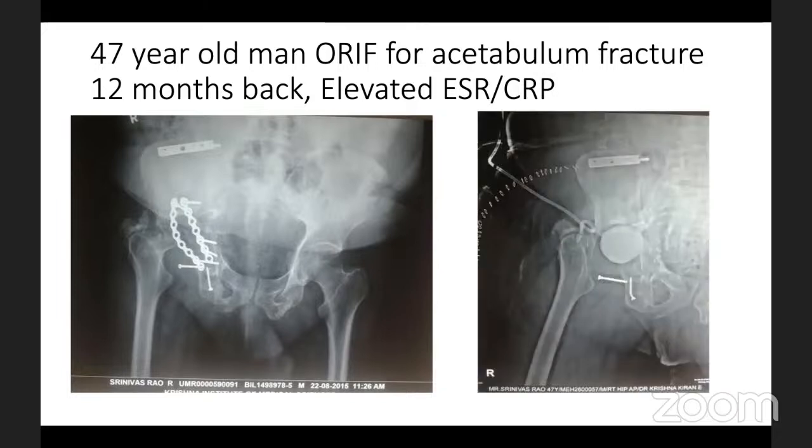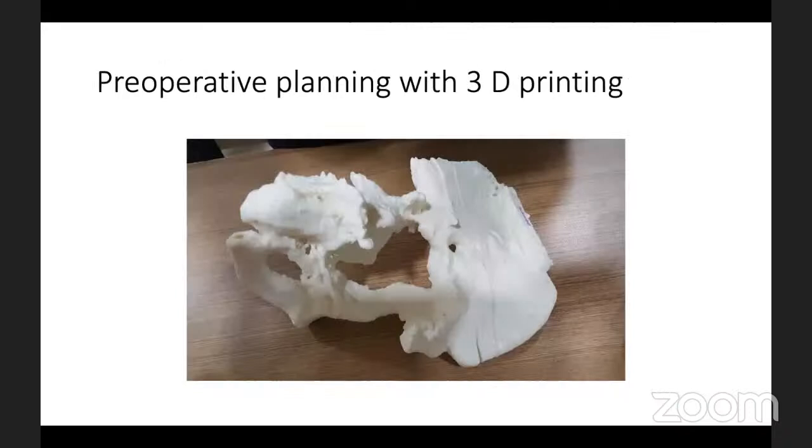The first surgery was done by us. We put a cement spacer in and a PICC line in for local delivery of antibiotics, and we asked him to come back after his inflammatory parameters had settled. In the meantime, we had done some preoperative planning with 3D printing. This is what came out from the CT scan images. As you can see, it is a huge defect with absolutely no medial wall at all.